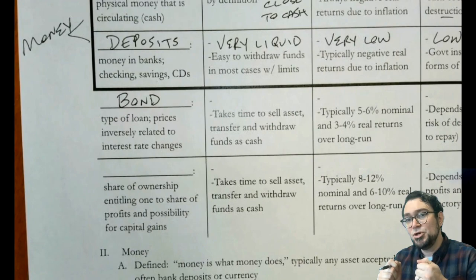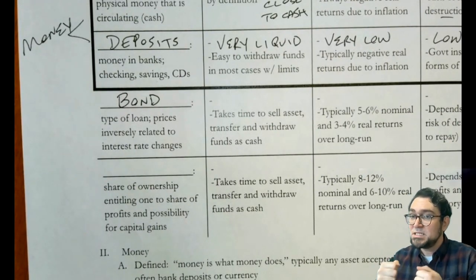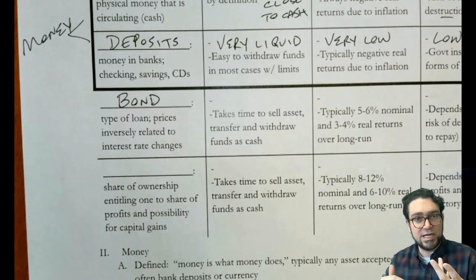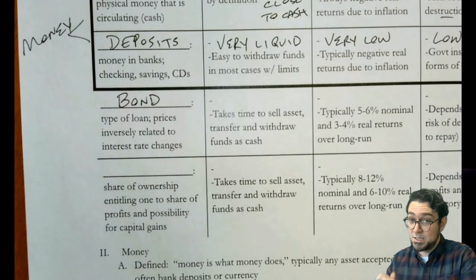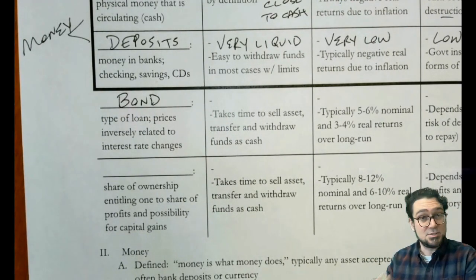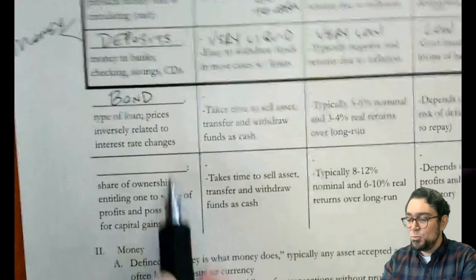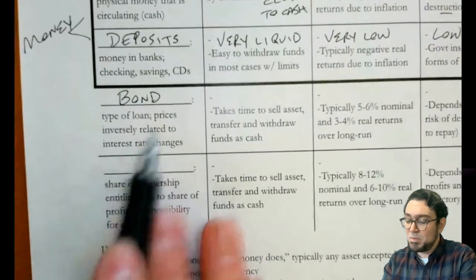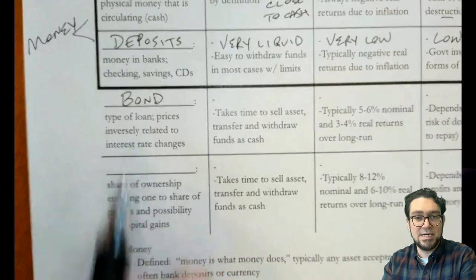If I have an IOU that says you owe me money, that's a piece of paper that I could then sell to someone else, and it's a contractual claim. It's a claim that you owe this person who owns this piece of paper money at a certain fixed interest rate. We will find that bonds and bond prices are inversely related to interest rate changes.